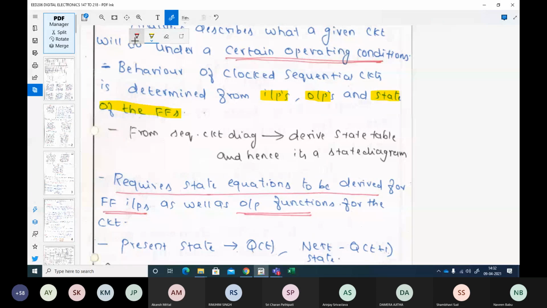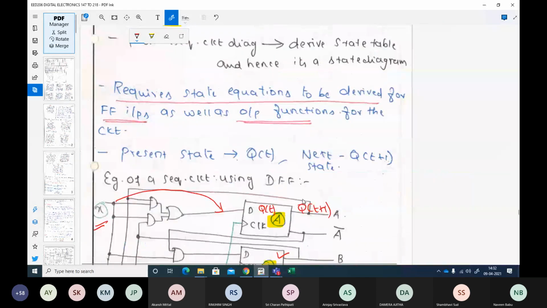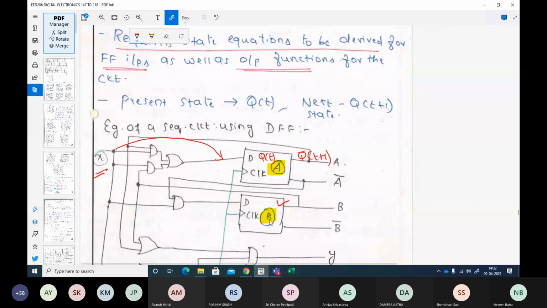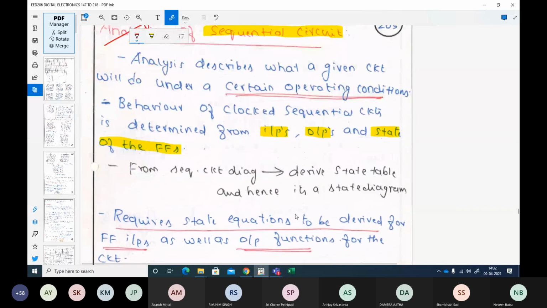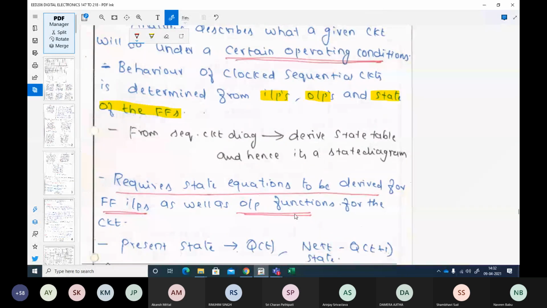Okay. Now, this is what is required. Now I'm slowly jumping on to what are the required ingredients for this design. Say you want to cook a pizza, then it is not enough that you understand the procedure, right? You must have the required ingredients also. Here also, to design any sequential circuit, what are the ingredients?